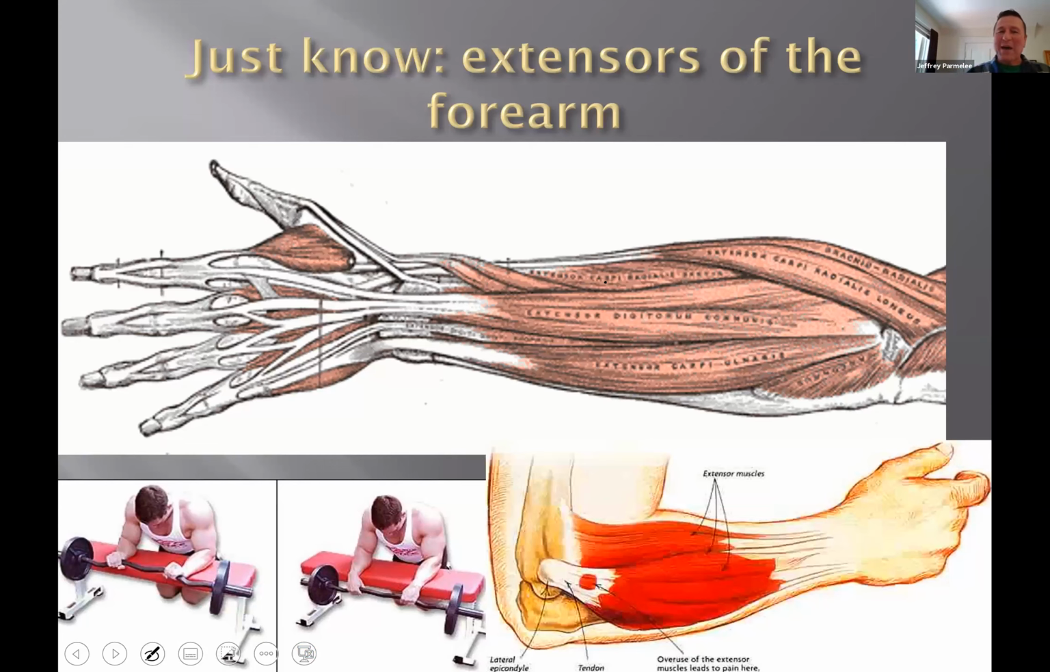Your extensors on the back, obviously you can see these tendons in the back of your hand. You can extend your fingers, extend your wrist, right? You can get a tennis elbow if you play a lot of racket sports, you'll forcefully use your extensors, right? But clearly, the muscle mass of your extensors is much less than your flexors. That's where you have your power.